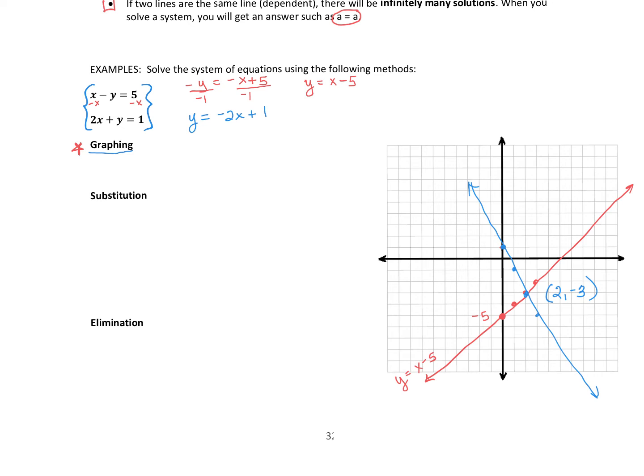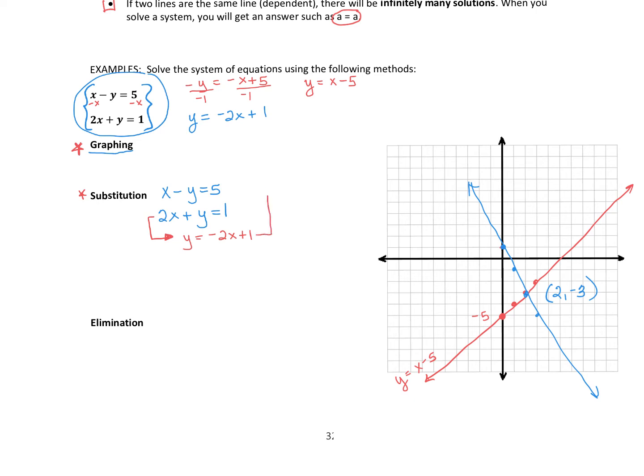So the second method is called substitution. I'm going to start here at the top, so this form here, and say if we have x minus y equals 5 and 2x plus y equals 1, I can solve this equation here for y very easily: y equals minus 2x plus 1.